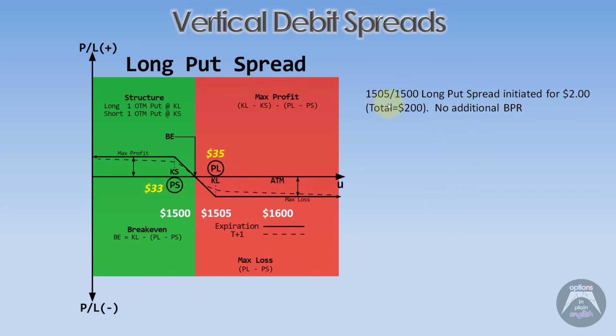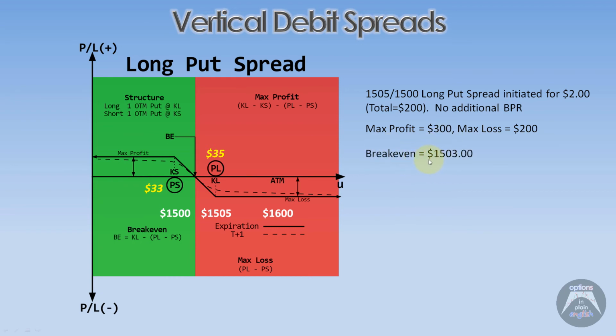minus 33 for a total of $200 because it's 100 shares per contract, and I'm not going to be needing any additional BPR. So I don't need any additional capital. I'm going to be paying $200, and that's the most I can lose. I don't need to put up any additional capital. The rest of my portfolio I can deploy somewhere else. Max profit is going to be 300. So the difference in strikes, 1505 minus 1500 minus what we paid for it, $2. So 5 minus 2, 3. And 100 shares per contract, $300.